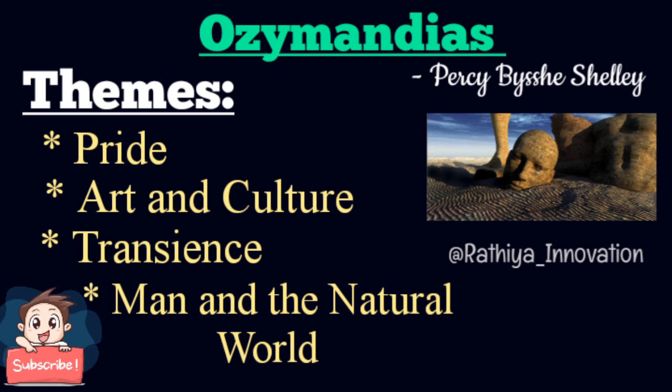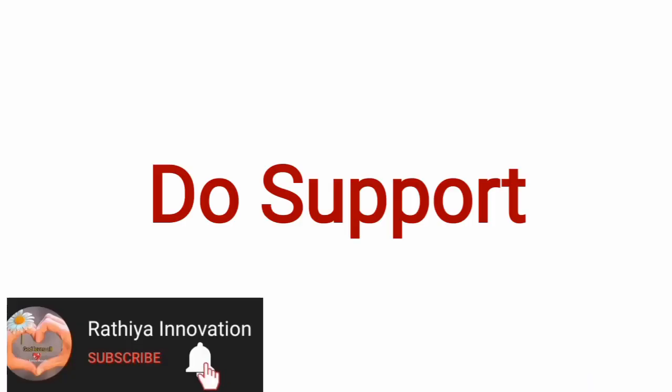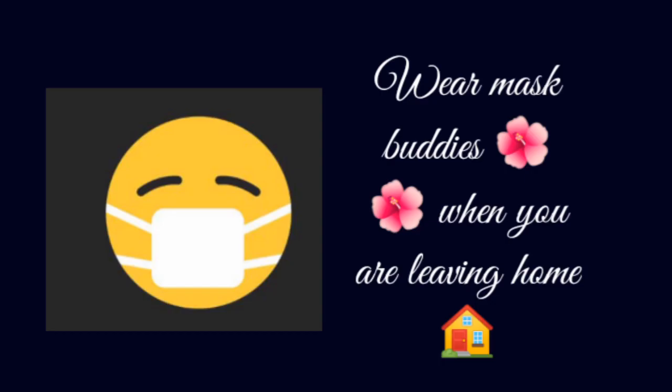And then man and the natural world. So we can see the difference between the apparent reality and the nothingness of the world. And the final theme used in this poem is transience. It refers to the appearance and disappearance of things in this world for a while. So that's all about the themes used in this poem.